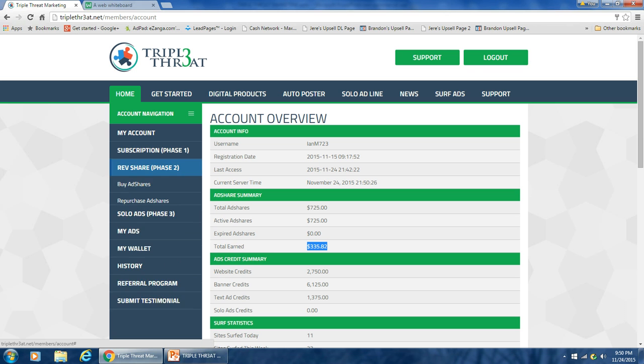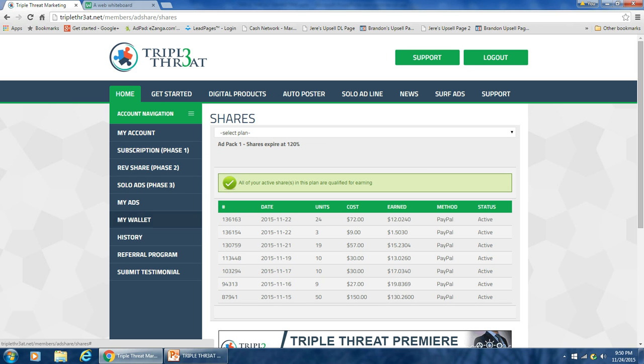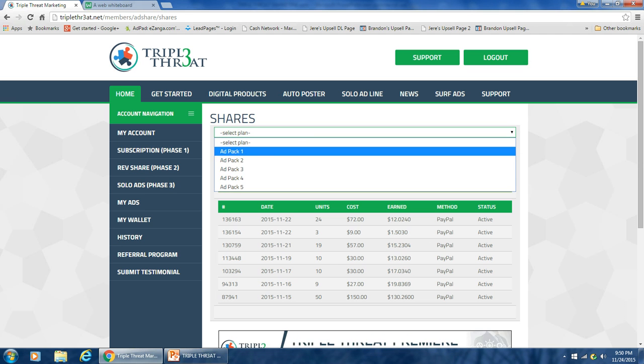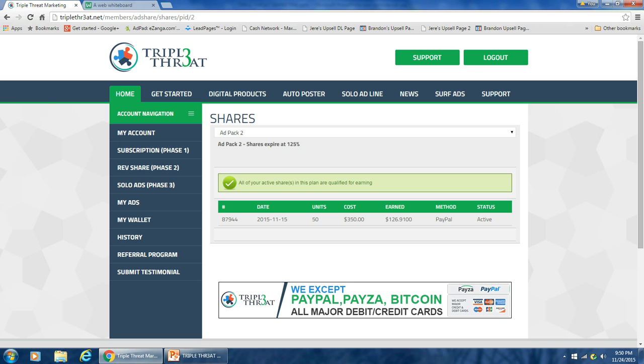So we can take a look at our ad shares here, and again, we have only ad packs level 1, which is the $3 level, and level 2, which is the $7 level. And you can see here some of the purchases that we've done each day, and here we can just see the initial purchase of the $7 ad packs.